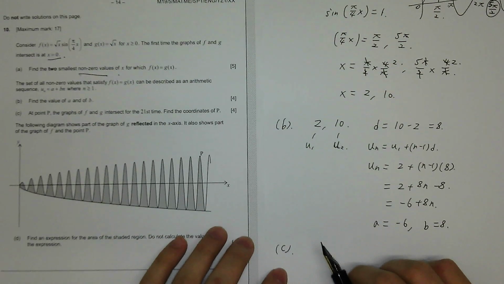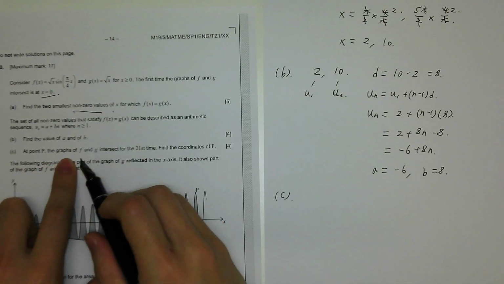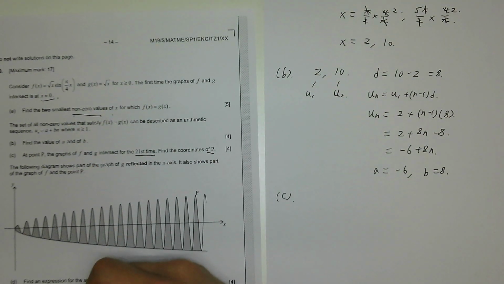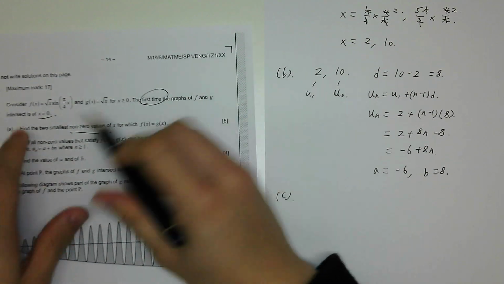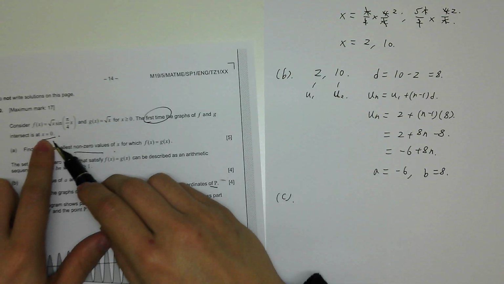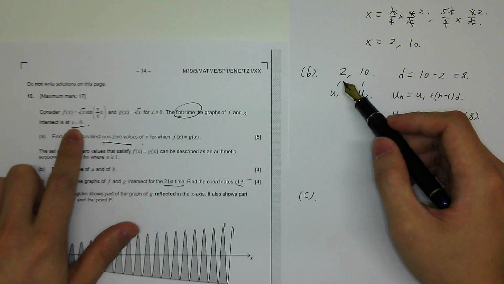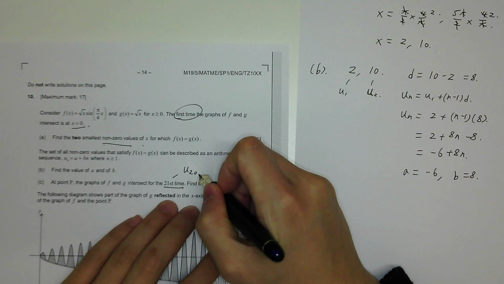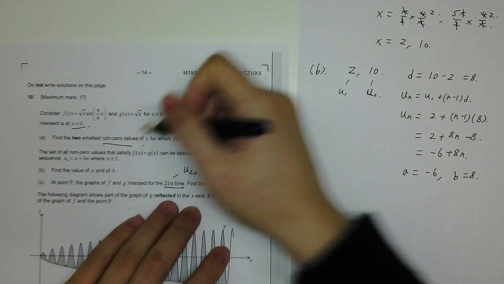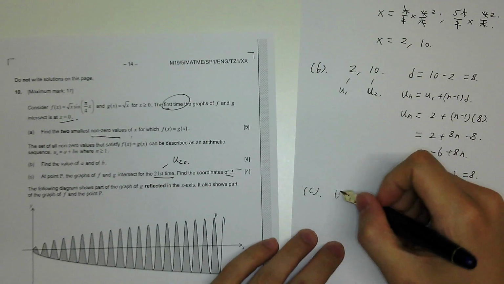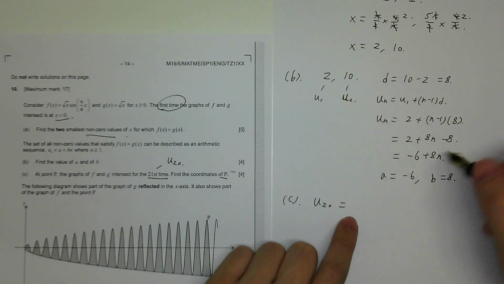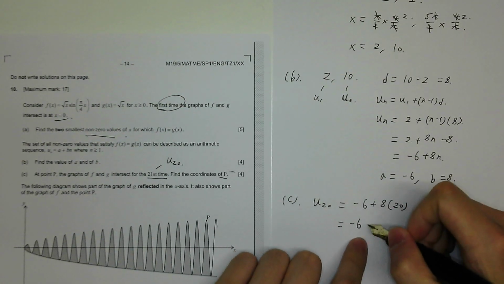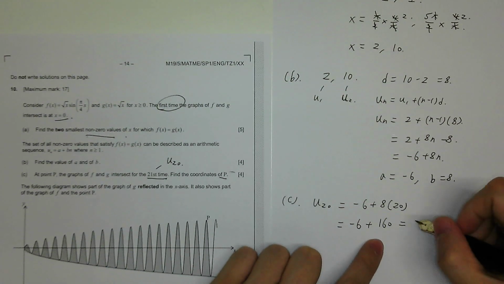Part C. At point P, the graphs of f and g intersect for the 21st time. Find the coordinates of P. So actually, the first time they intersect is 0, but that's not u1, because u1 is 2. That means the 21st time they intersect is the 20th non-zero value of x. So we are not finding u21, we are finding u20. u20 equals negative 6 plus 8 times 20. Negative 6 plus 160 is 154.